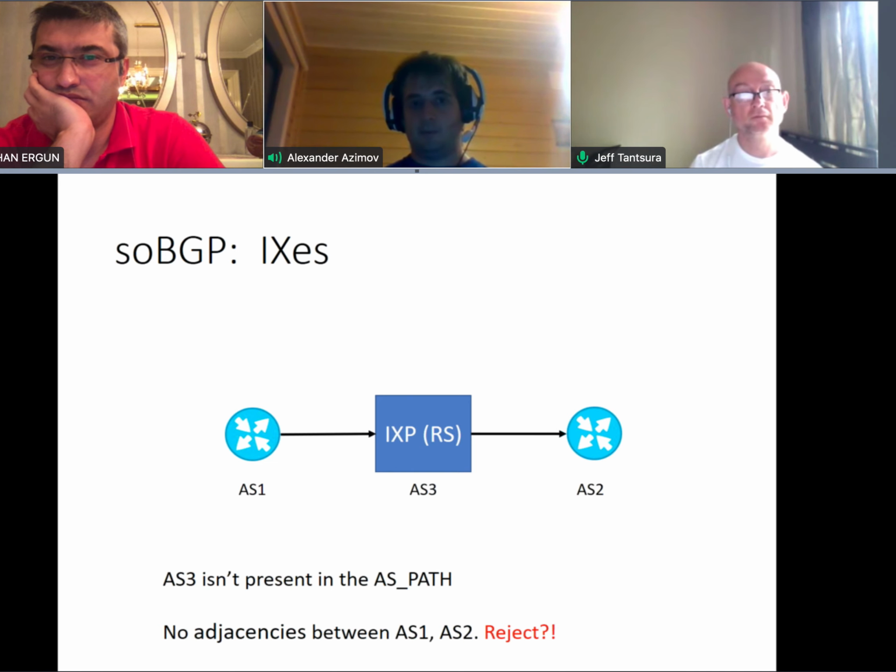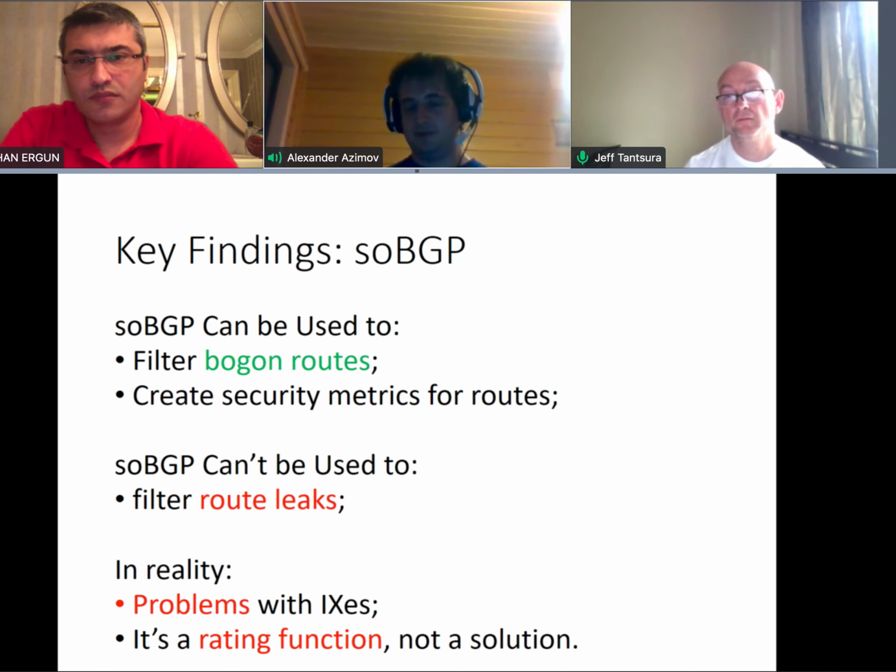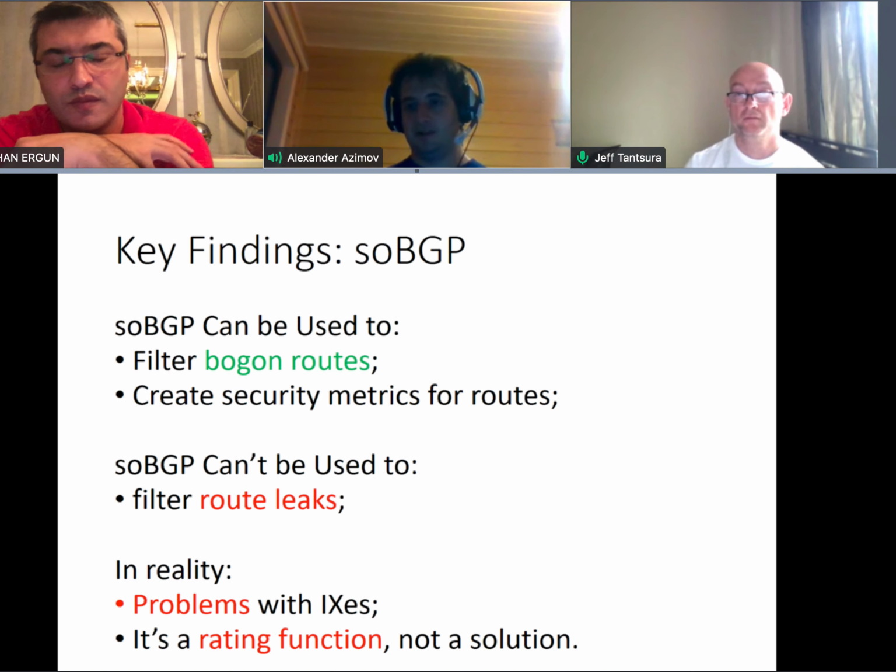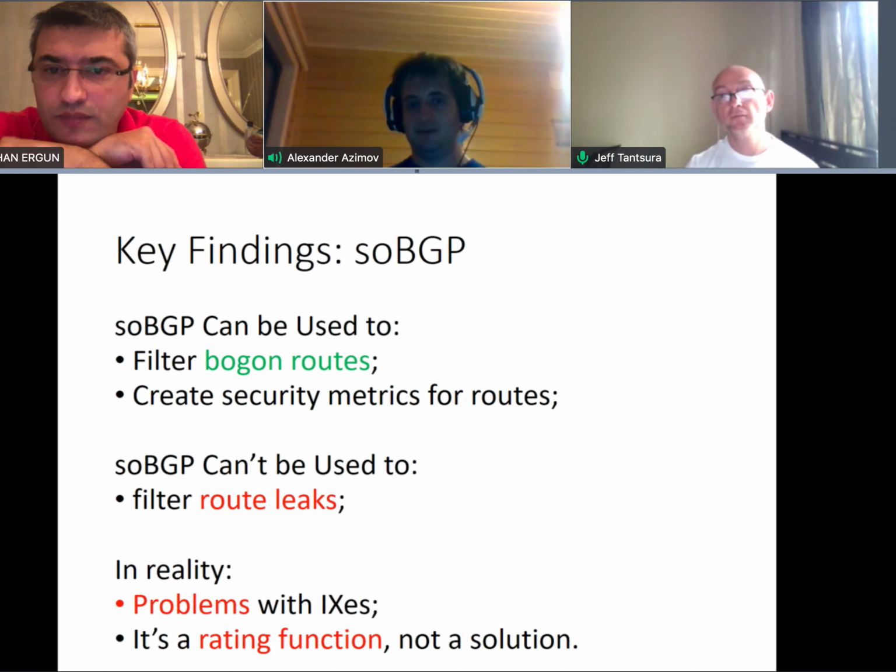As a result, SoBGP out of the box can detect bogon routes when, for example, some private autonomous system numbers are in the path.